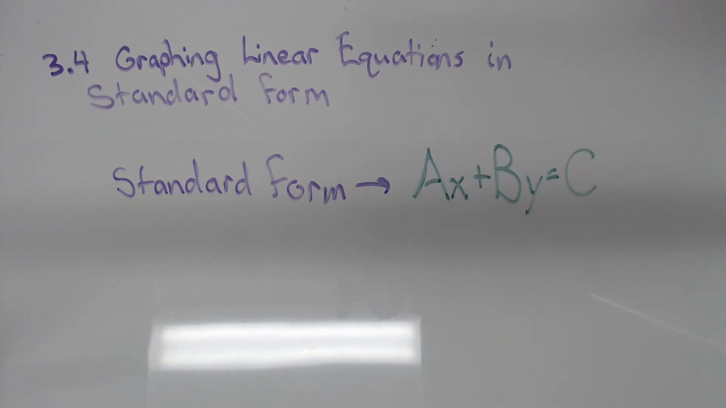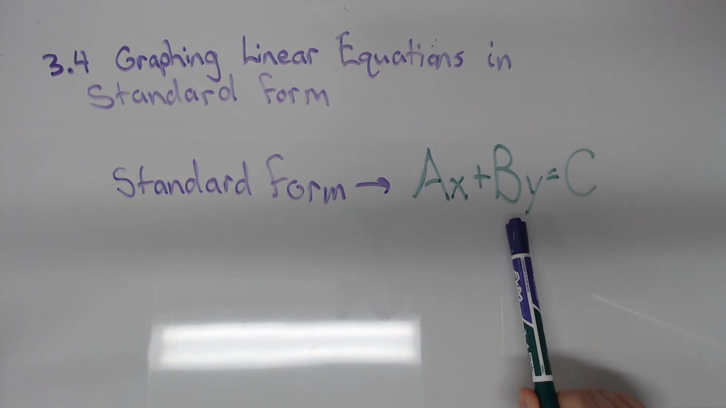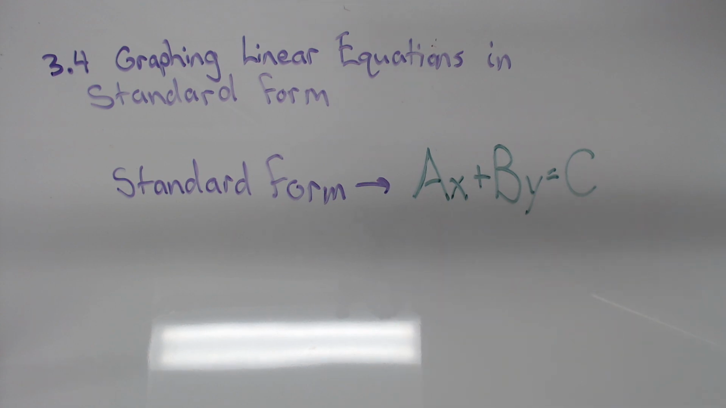Now I use capital letters on purpose because I don't want you to mix this B up with the b in slope-intercept form. It does not mean y-intercept. In fact, none of these letters actually mean anything really useful right now. We can do stuff with them to make them meaningful, but this is just x and y on the same side. It's a new form of a linear equation for us to look at.